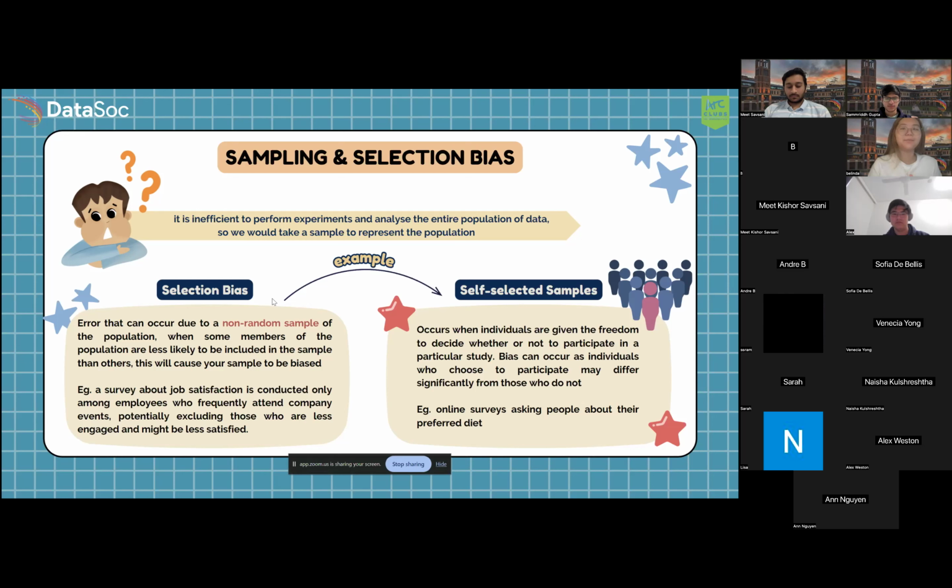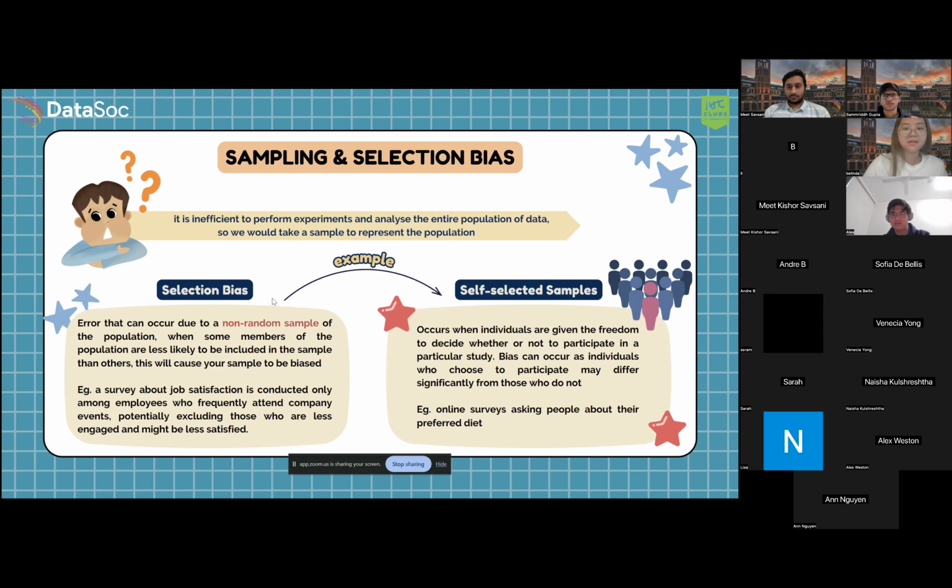Like in that example, we are only asking the ones who frequently attend, and then we don't ask the ones who don't attend, which means the ones not attending might be thinking, I'm not interested in the event, I'm not engaged, I'm not satisfied with that. And then we cannot see the effect. We cannot take the data from them because we're not asking them. It makes no sense. And one of the examples of selection bias comes from samples that are self-selected.